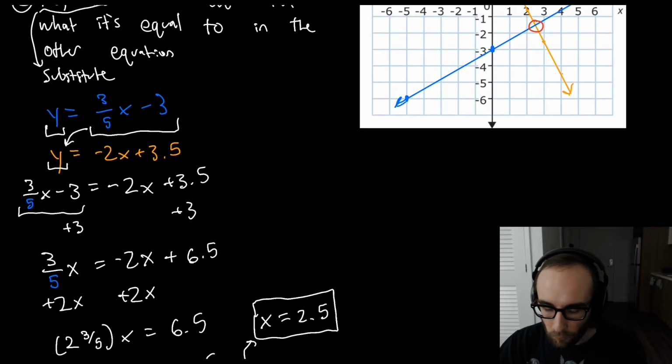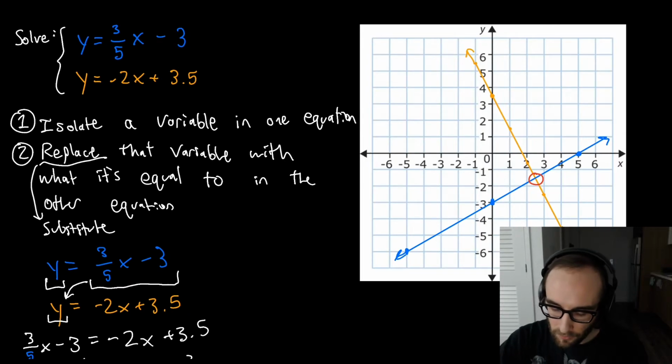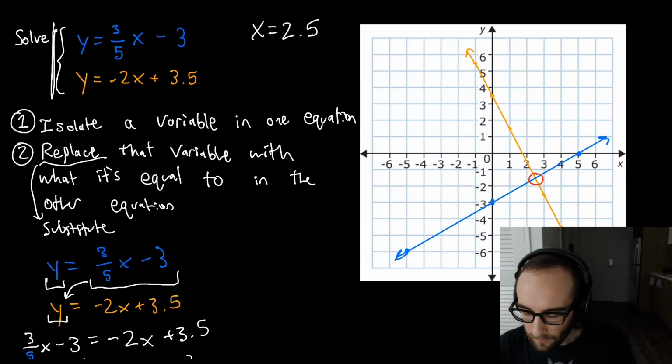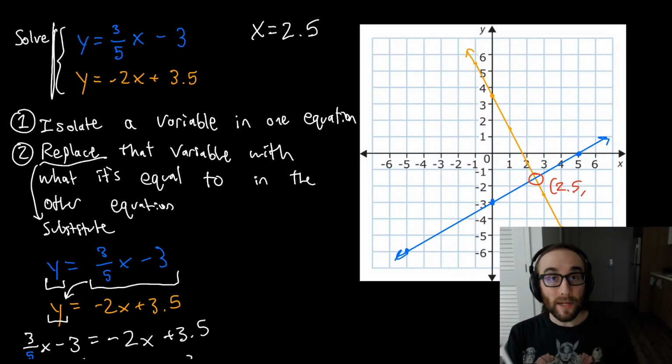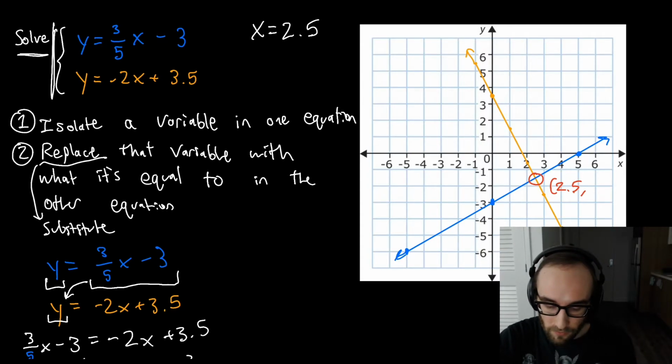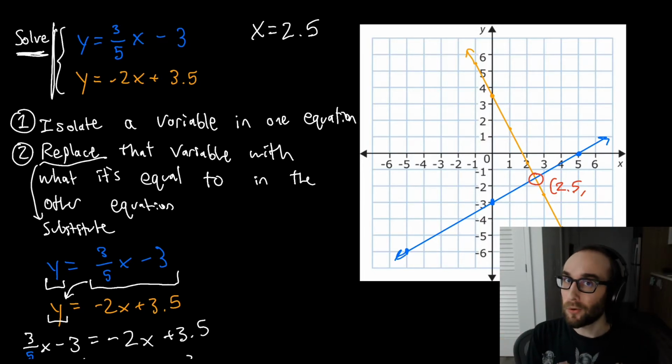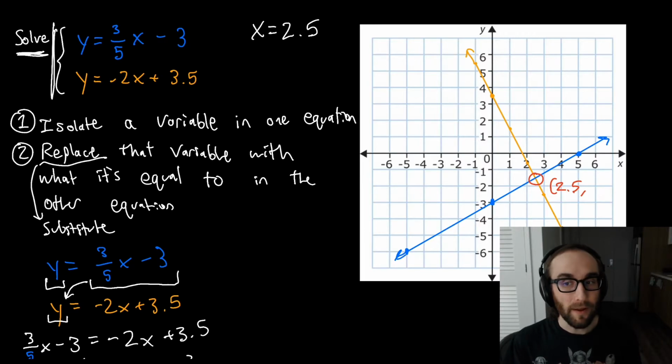What that means is that for our solution, looking back at our original task, we know that our x value is equal to 2.5. Looking at our point on our graph, 2.5 is, in fact, the x value for this intersection point. Okay, we have to be careful here because we are not done with the problem. We were asked to solve this system, which means find the x and y value that is a solution for both of these equations. We found the x value. Now we still need to find the y value.